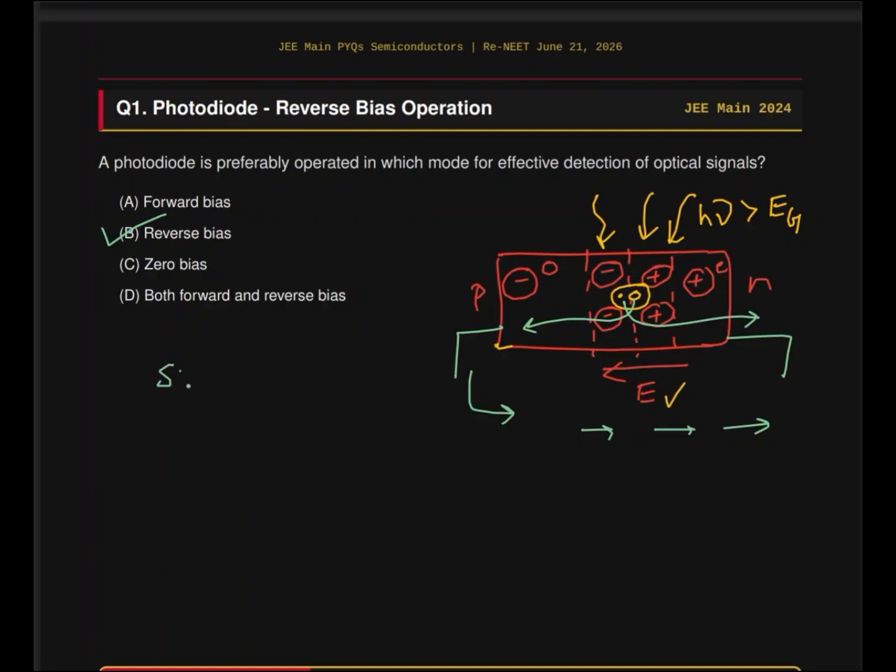Another thing you should keep in mind is the solar cell. It is forward biased, but the current flows from N to P. And as you know, the LEDs, they are forward biased.